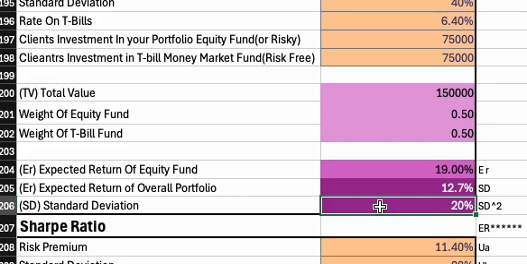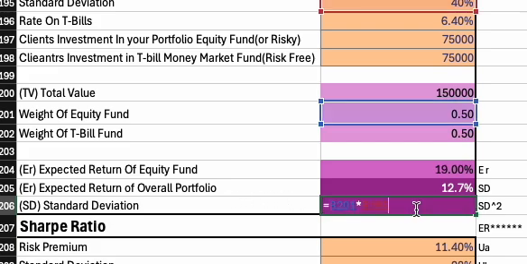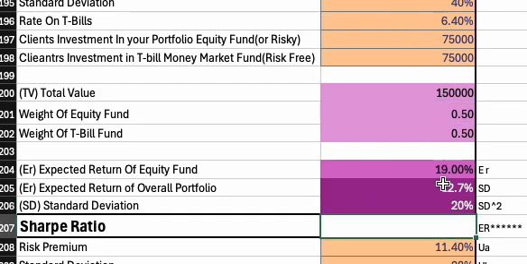Now, for our final calculation, for standard deviation, what we do is we take our weight of equity fund and we're going to multiply it by our standard deviation, which will give us 20%.